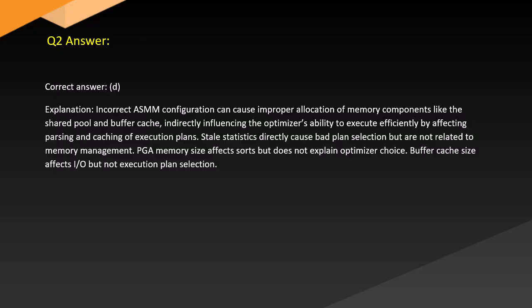Stale statistics directly cause bad plan selection but are not related to memory management. PGA memory size affects sorts but does not explain optimizer choice. Cache size affects I/O but not execution plan selection.